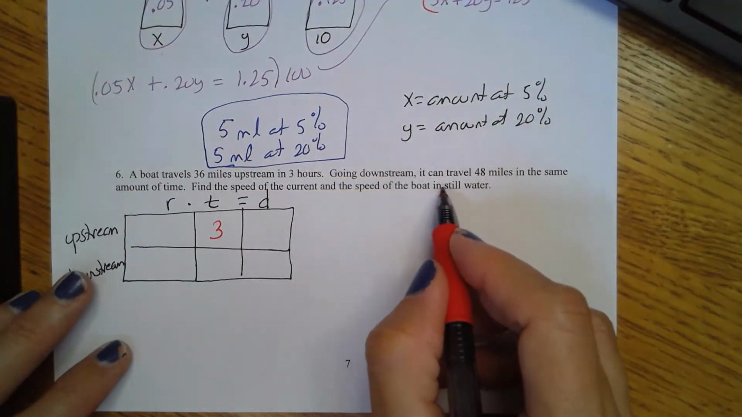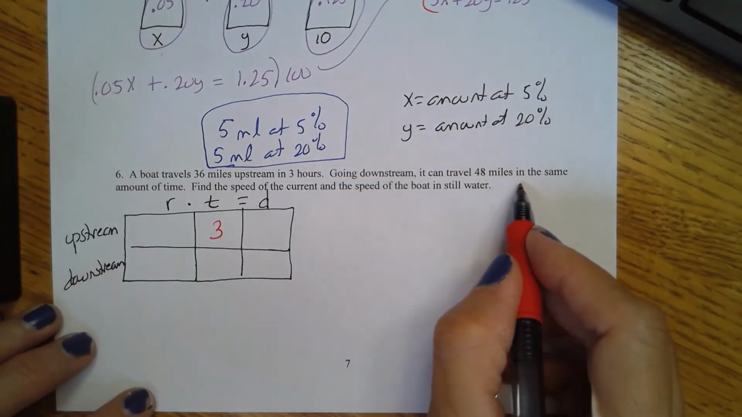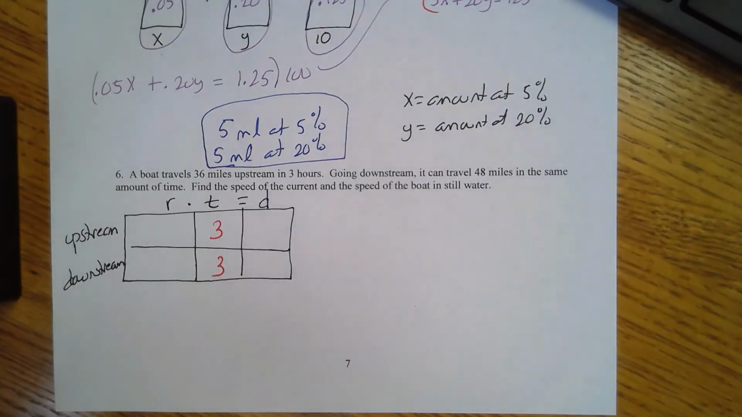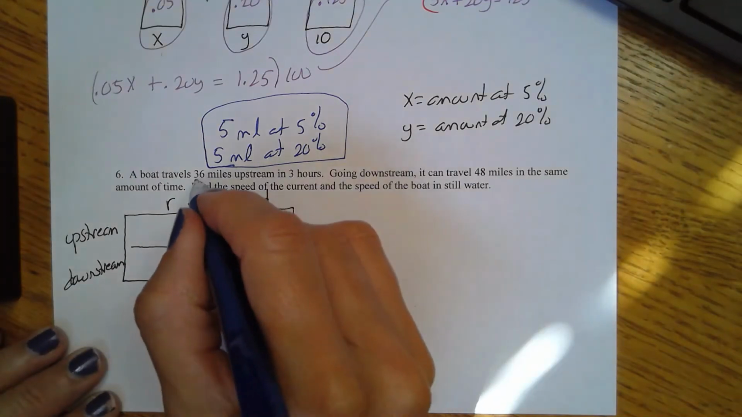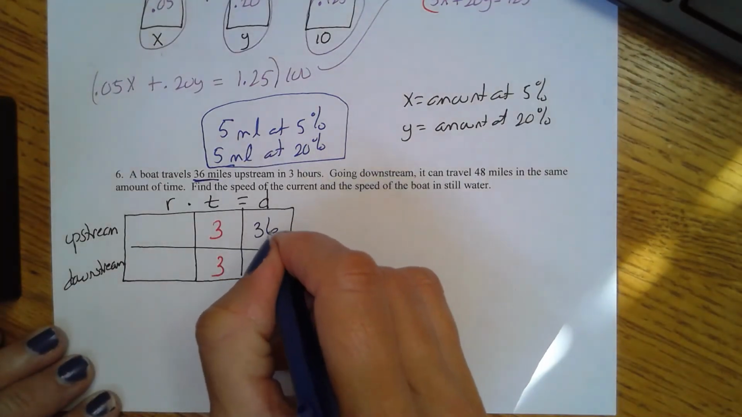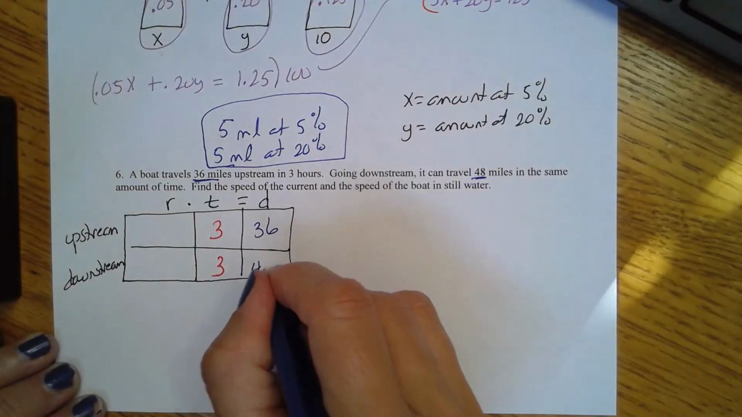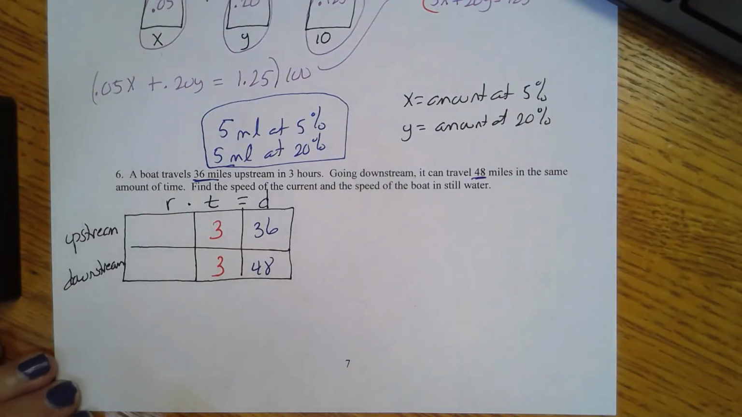And going downstream, it can travel 48 miles, but what? In the same amount of time. So it's 3 also. Another thing that's nice to put in is the distance. We had 36 miles upstream, so I'm just following this is upstream, and we had 48 miles downstream, so 48 miles downstream. The only problem is the rate. We don't know the rate. We don't know the rate of either of them. What do I mean by that?